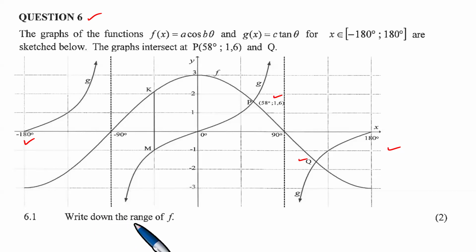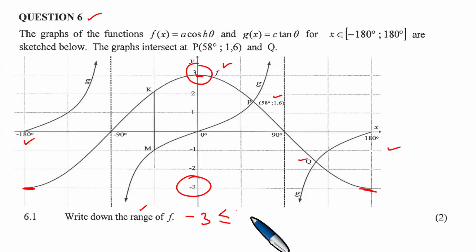Okay, write down the range of f. This is f. Now, the range is a set of the y values. So if these are the y values, you need to take into account the y here, and this one here and this one here. So the range therefore would be, we start from the smallest one. The smallest is -3. You end up with the biggest one. The biggest one is 3.